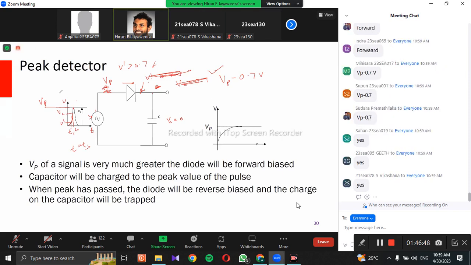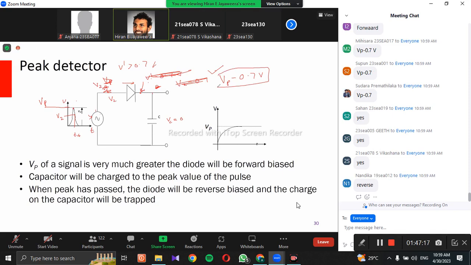Okay, now let's consider a situation where it is going down. Let me clear this area a little bit. Now let's consider a voltage. The time is here, T4. The input voltage is V2. Now what is the biasing of the diode? The input voltage is V2. The capacitor is charged to this voltage. What is the biasing of the diode? The diode gets reverse biased because this voltage is larger compared to this voltage.